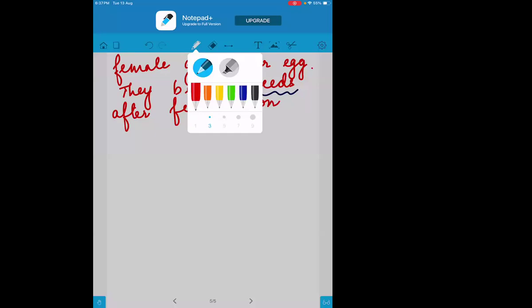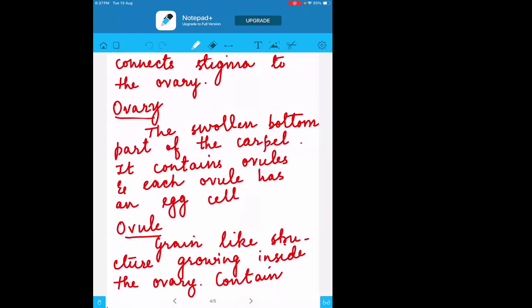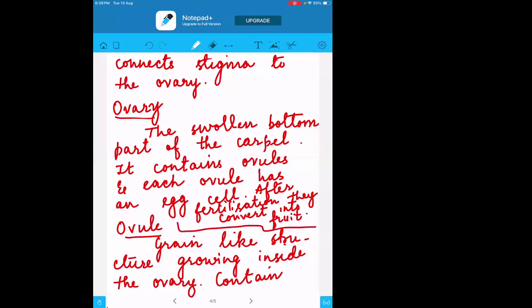And the last one is... Okay, for the ovary we have not written that it becomes fruit. Write it there itself. So after fertilization, they convert into fruit. So write this, then we will be going to the structure of a seed.